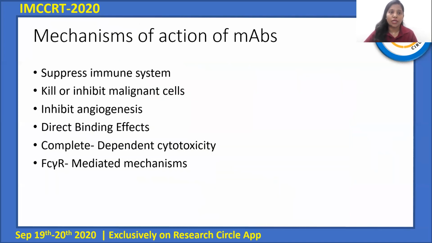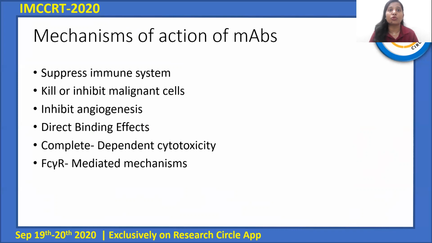Now, how do monoclonal antibodies mainly show their effect? That is the mechanism of action of monoclonal antibodies. They mainly work on the principle of suppressing the immune system, killing or inhibiting malignant cells, and also inhibiting angiogenesis. Apart from this, they also show direct binding effects, complement-dependent cytotoxicity, and FcR gamma mediated mechanisms. So mainly the principle behind this is the neutralizing principle.